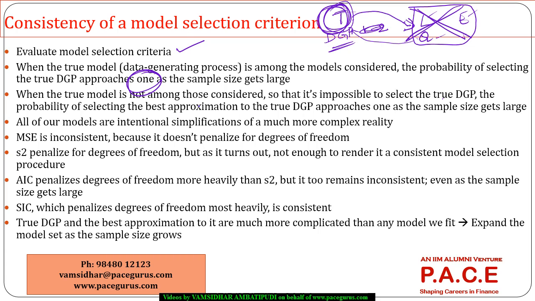And the probability of selecting the best approximation out of these, I want to look at which one is the best, the probability should be 1 as the sample size is getting larger. Because there is no way I can ensure that my model is 100% correct. All of them may be false.